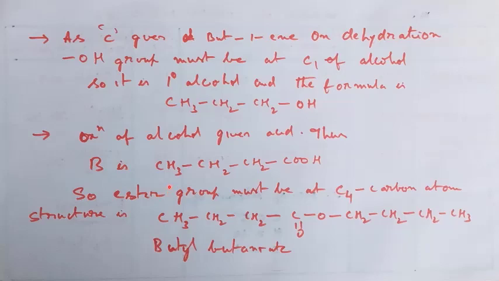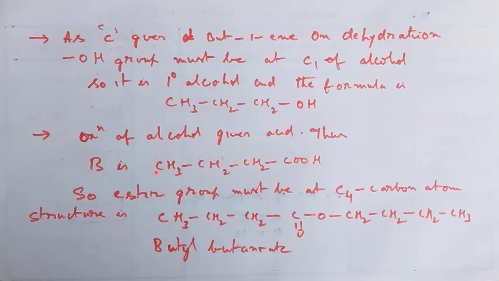So, oxidation of C gives B, and of course, from the original substance A, on hydrolysis we are getting B and C. As hydrolysis of the compound gives an acid and an alcohol, the original substance must be an ester.